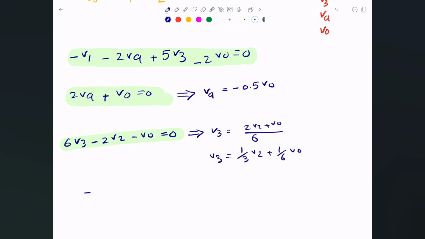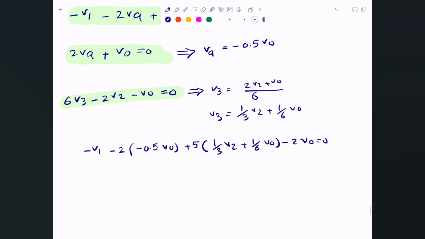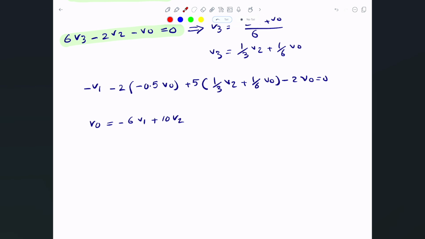All right, so that will become negative V1, that's what I'm looking for, negative 2 VA, and that will be multiplied by negative 0.5 V0, plus 5 V3, and I don't need V3, so what I will do is substitute it by 1/3 V2 plus 1/6 of V0, negative 2 V0 equals 0. Now I have everything in terms of V1, V2, and V0, so I want to move V0 to one side and V1 and V2 to the other side. After I've done all the algebra and moved them around, I basically have V1 and V2 on one side and V0 on the other side. So that's basically how V0 is affected.